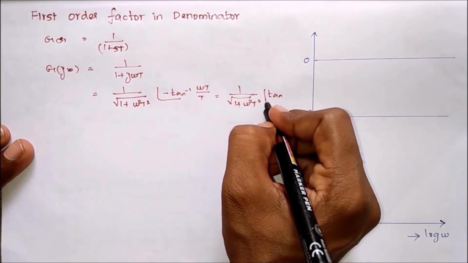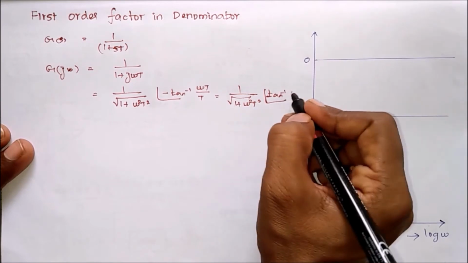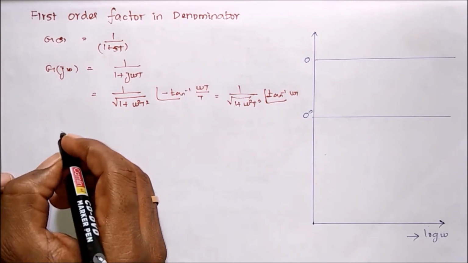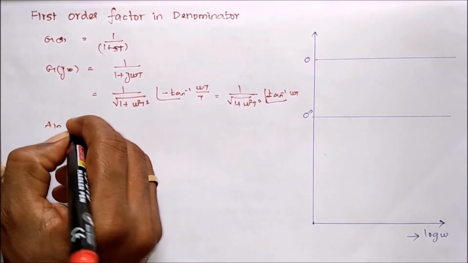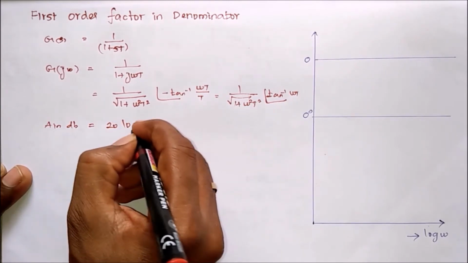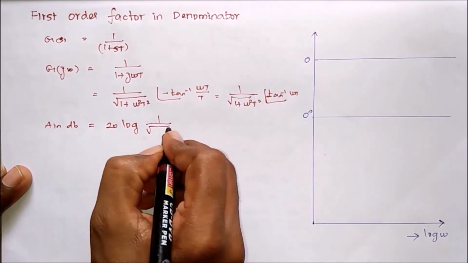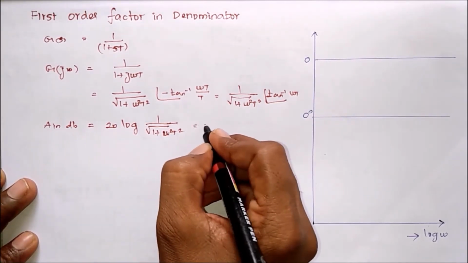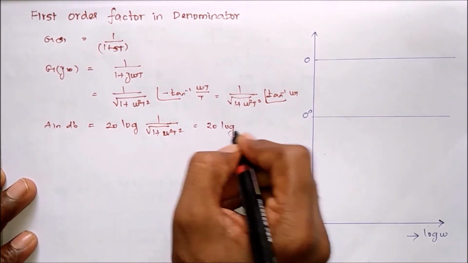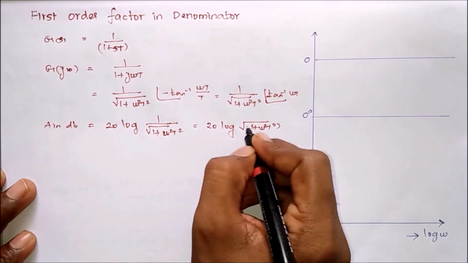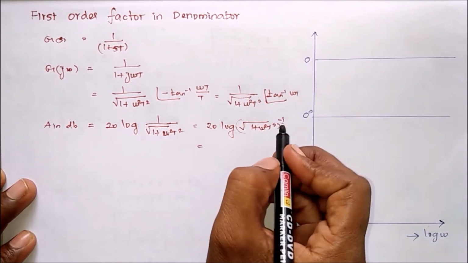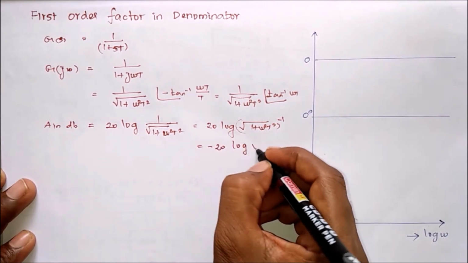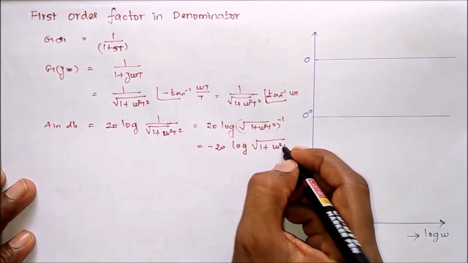The angle is minus tan inverse of omega T. So this is the magnitude, this is the angle. Now we can write the magnitude in terms of decibels. Therefore we know 20 log of this magnitude, 1 by the square root of 1 plus omega square T square. Now we can modify this as 20 log of (1 plus omega square T square) to the power minus 1. Now we can bring this minus to the front, so it will become minus 20 log of the square root of 1 plus omega square T square.